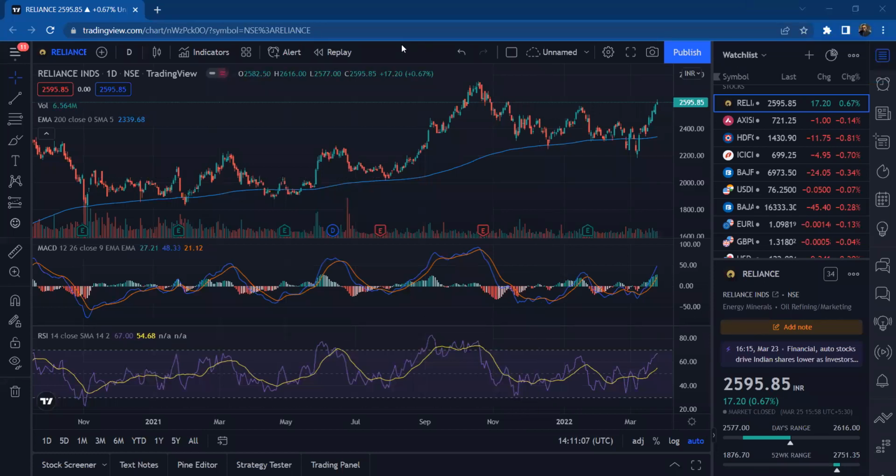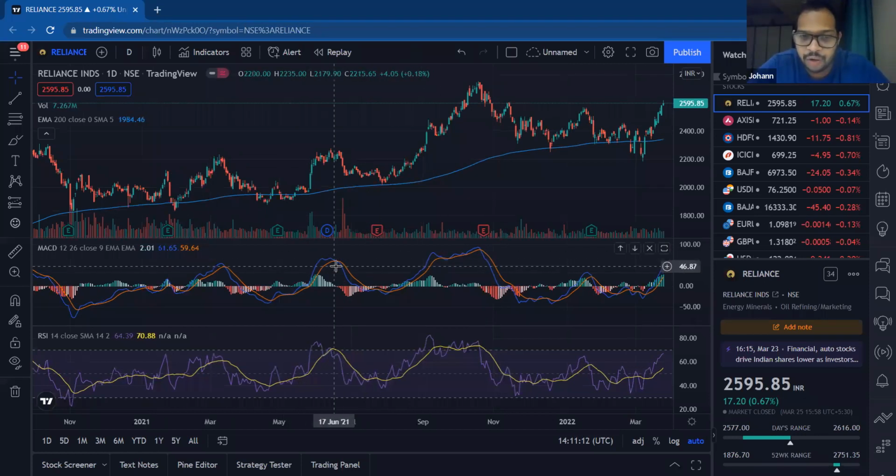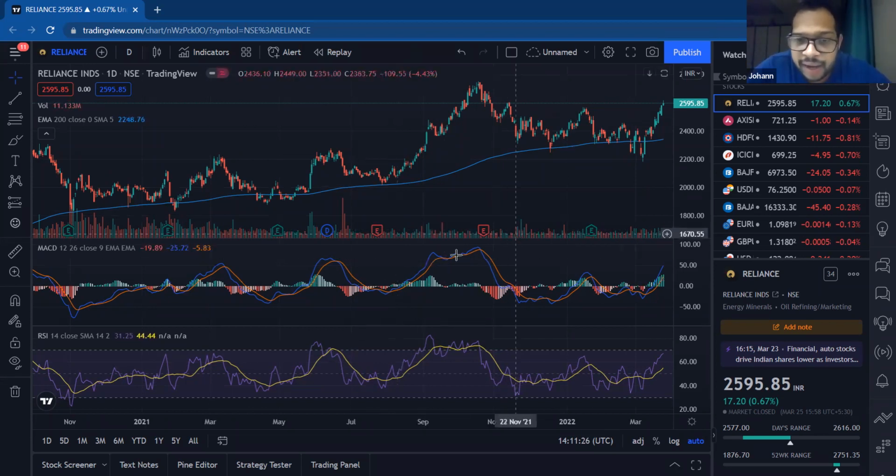Okay, so how do we understand it is simple. Can you see this blue and orange line? When the blue line crosses the orange line on the way up, and you can see this green bar starting to form, that tells you that the bulls are in control. The bulls have entered the game and they are in control. Whereas when the blue line crosses the orange line on the way down and these red bars start forming, it tells you that the bears are in control.